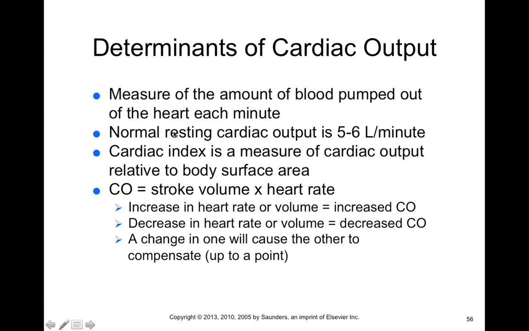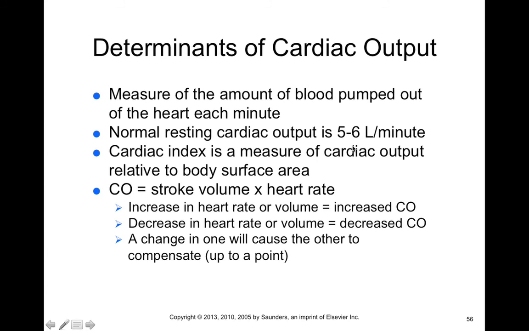Now, the determinants of cardiac output relate to things that can affect stroke volume and heart rate. So cardiac output is the amount of blood that's pumped out of your heart during 1 minute, and normal resting cardiac output is about 5 to 6 liters of blood. And going back to our blood chapter, we learned this is about the normal blood volume.